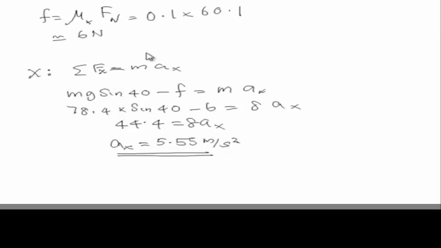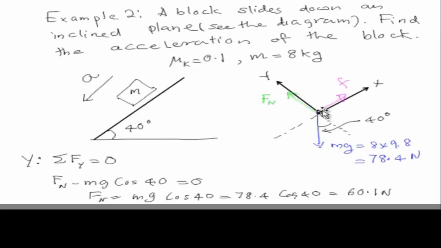Now we can consider the x direction to find the acceleration. In the x direction we have the friction force and then we have mg times sine 40.